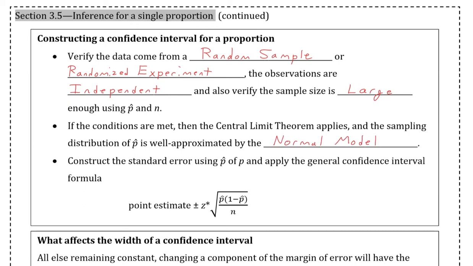Construct the standard error using p hat of p and apply the general confidence interval formula. That formula being point estimate plus or minus z star times the square root of p hat times 1 minus p hat divided by n.